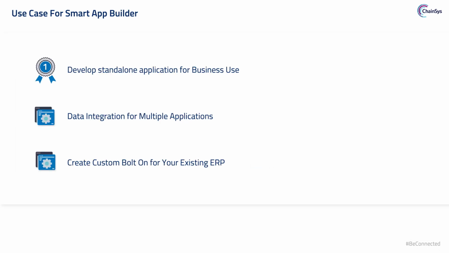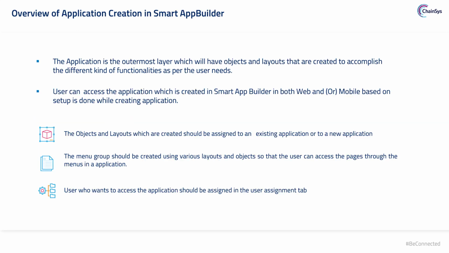Use cases for Smart App Builder: develop standalone applications for business use, data integration for multiple applications, and create custom bolt-ons for your existing ERP. Overview of application creation in Smart App Builder. The application is the outermost layer, which will have objects and layouts that are created to accomplish different kinds of functionalities as per the user needs. Users can access the application created in Smart App Builder on both web and mobile, based on the setup done while creating the application.